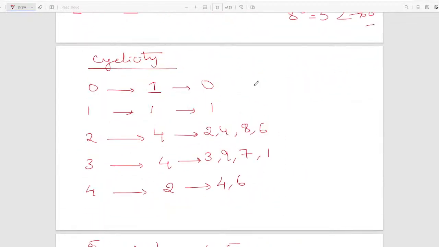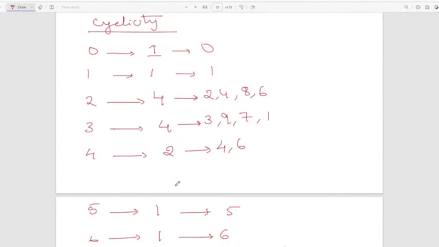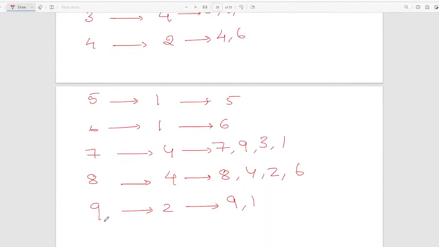I hope this is clear till now. Please note down these things. The cyclicity of 0, 1, 2, 3, 4, 5, 6, 7, 8, 9.